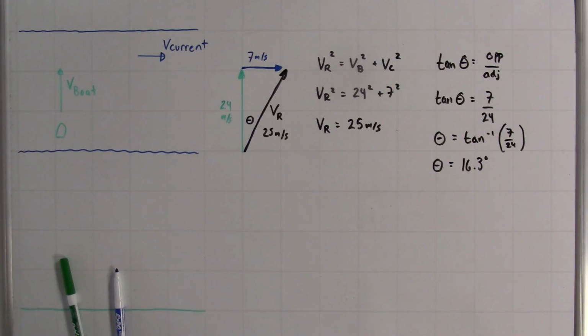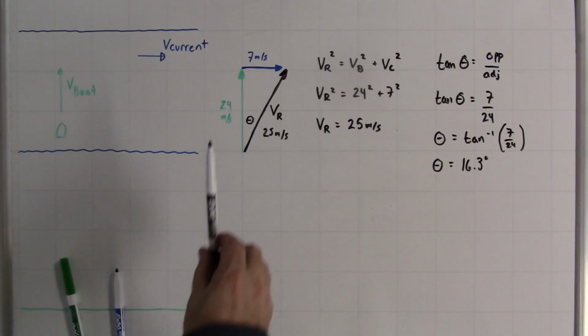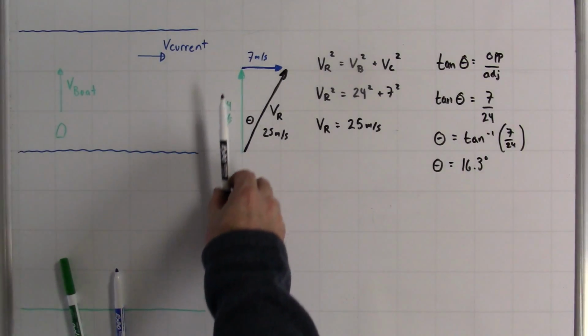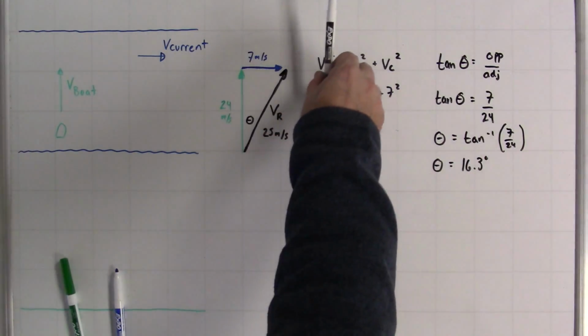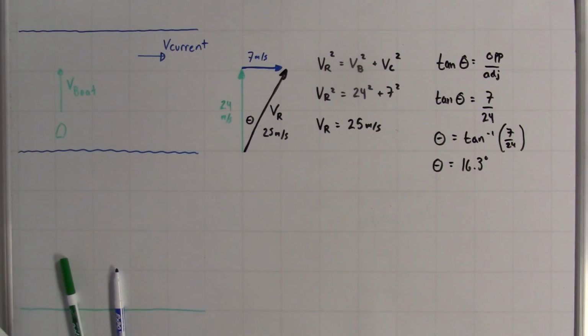That's the first part of the problem. It's pretty standard. And again, even though the boat is pointed straight across, it actually looks like it's going diagonally. The second question says, how far downstream will you land on the far shore? That is a great question.